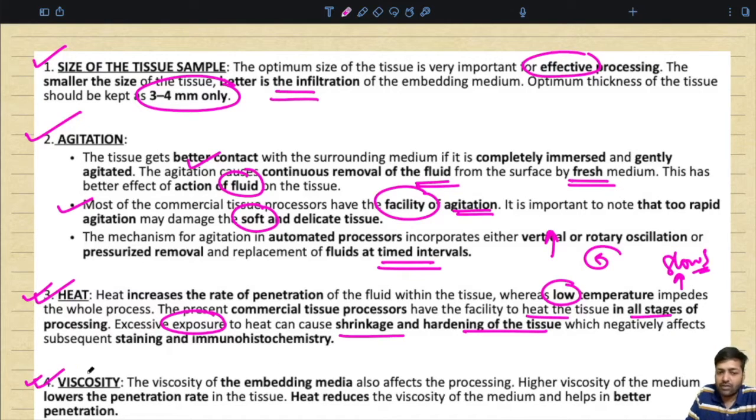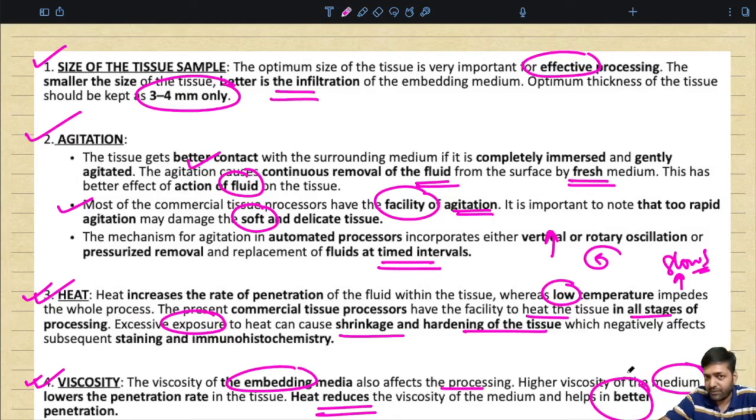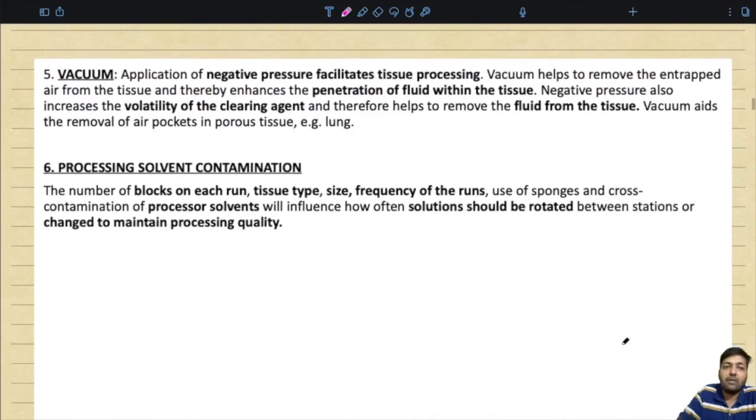Then comes the viscosity. The viscosity of the embedding media also affects the processing. Higher viscosity of the medium lowers the penetration rate into the tissue of that particular embedding media. Heat reduces the viscosity of the medium and helps in better penetration. The next important factor is vacuum.